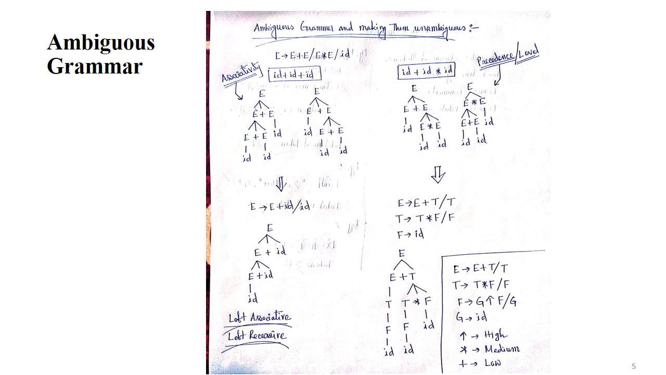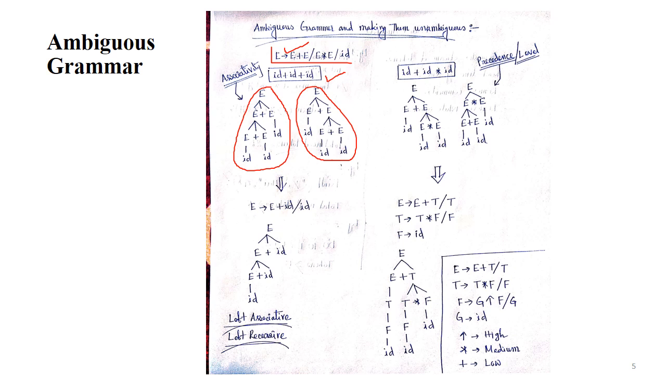In this slide we will discuss what is ambiguous grammar and how ambiguity can be removed. Now if I have a grammar E = E + E, then E = E * E, or lastly E = id, at the same level. Now we need to generate the string id + id + id. Using these productions we can form two different types of parse tree.